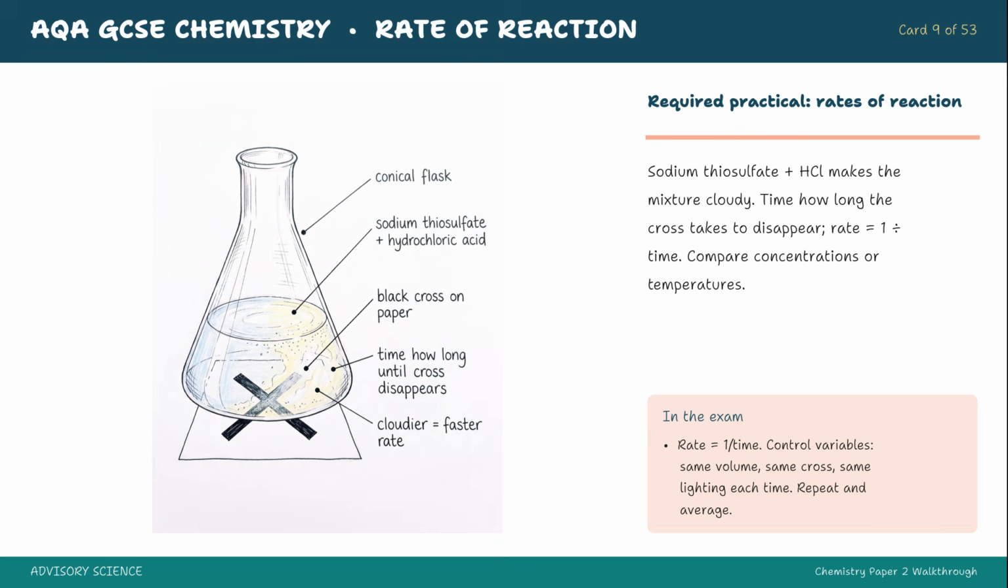You repeat this process while changing the concentration of the sodium thiosulfate to investigate its effect. In the exam, you're often asked to identify the variables in this experiment. The independent variable is what you deliberately change. That's the concentration of sodium thiosulfate. The dependent variable is what you measure, which is the time taken for the cross to disappear. The control variables that you must keep constant include the total volume of the liquid, the temperature, and the depth of the liquid.